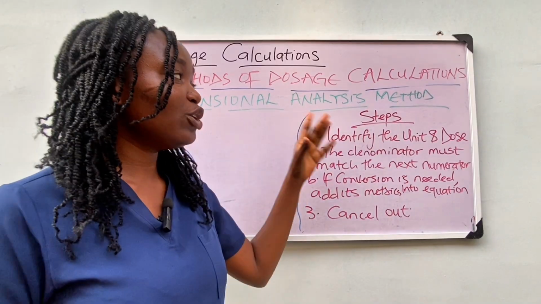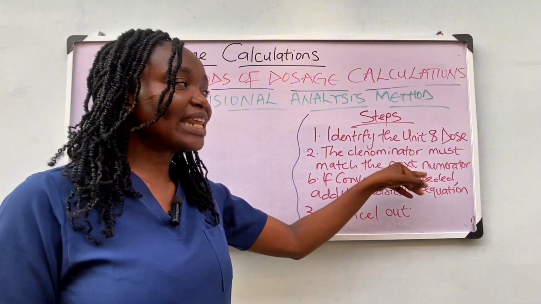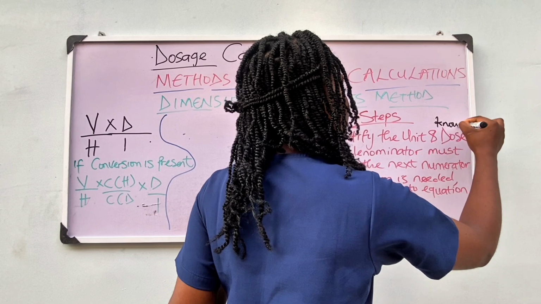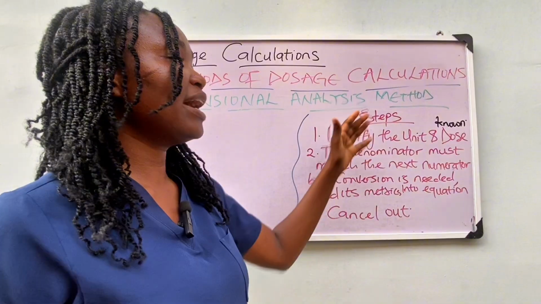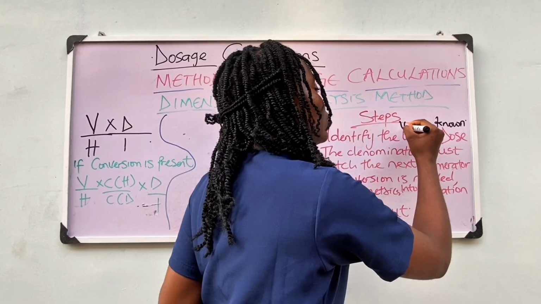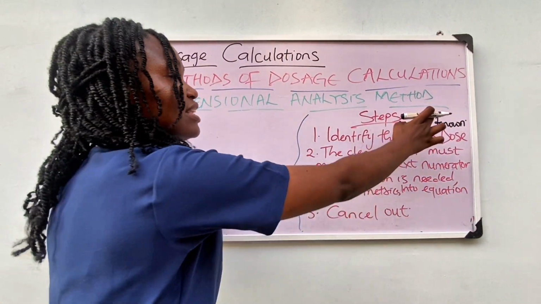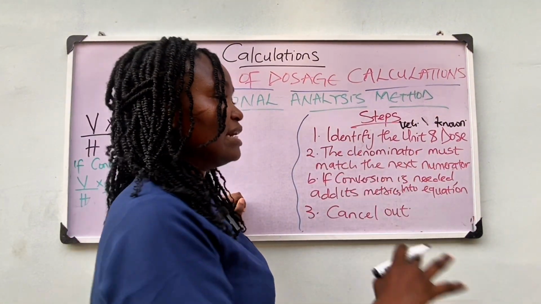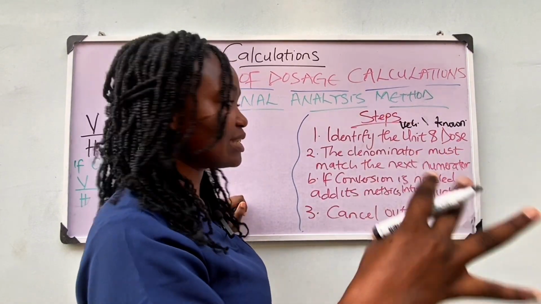There are some steps that we use to solve with the dimensional analysis method. The first step is to identify the unit and the dose. For the dose, I am talking about the known dose, and by known dose, I mean the drug we have. So you first of all identify the vehicle and the drug we have. Then the second thing is that you always bear in mind that the denominator must match the next numerator. In case it doesn't make sense, just listen, we'll be doing that now.